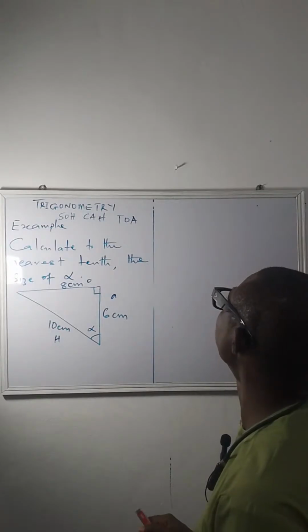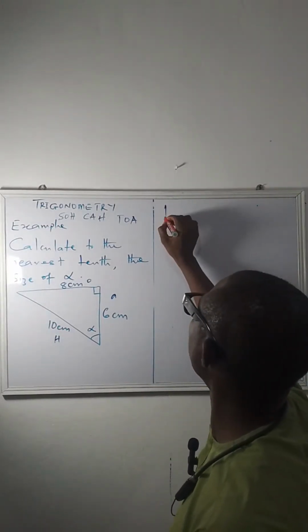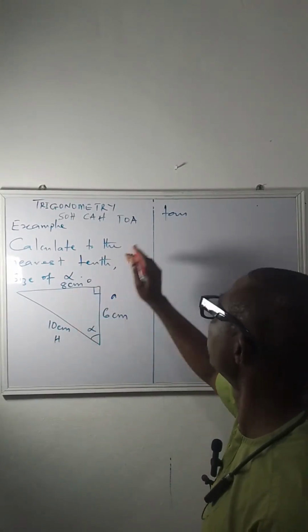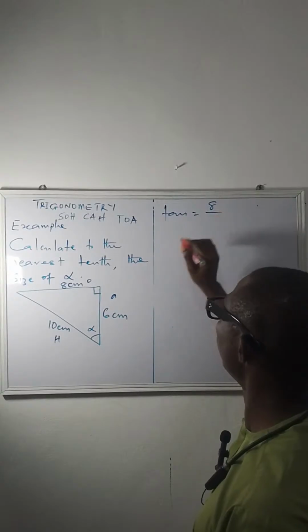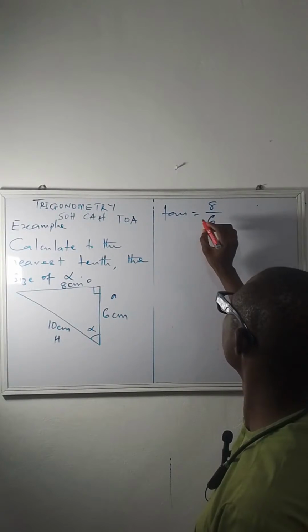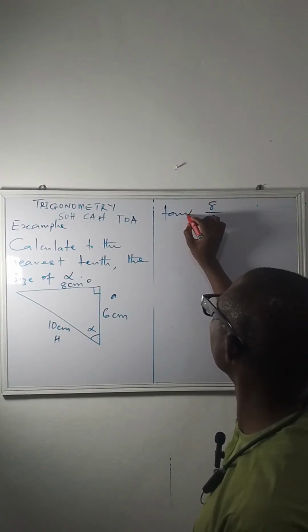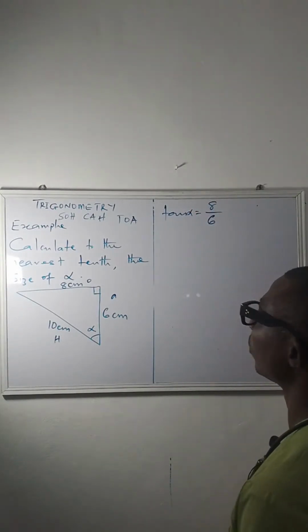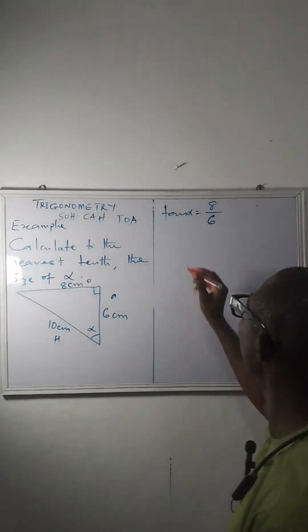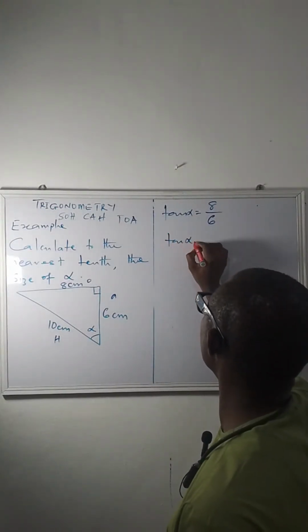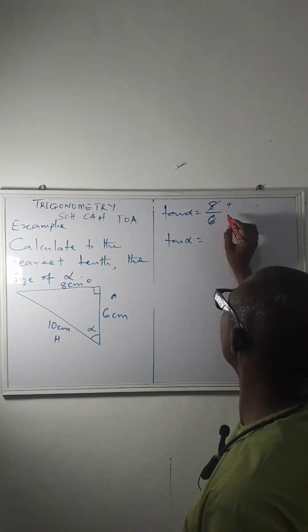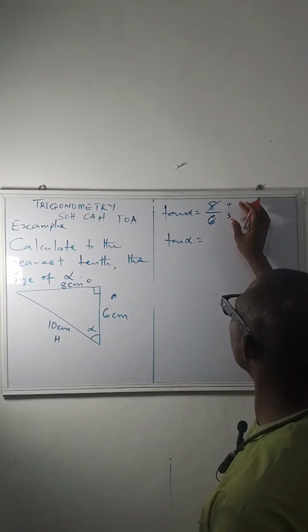Now let's look at it. I write tan alpha: opposite is 8 over adjacent, which is 6. So tan alpha equals 8 over 6. All right, so we have tan alpha equals, now 2 goes into 8 four times, 2 goes into 6 three times. So you can simplify this to 4 over 3.